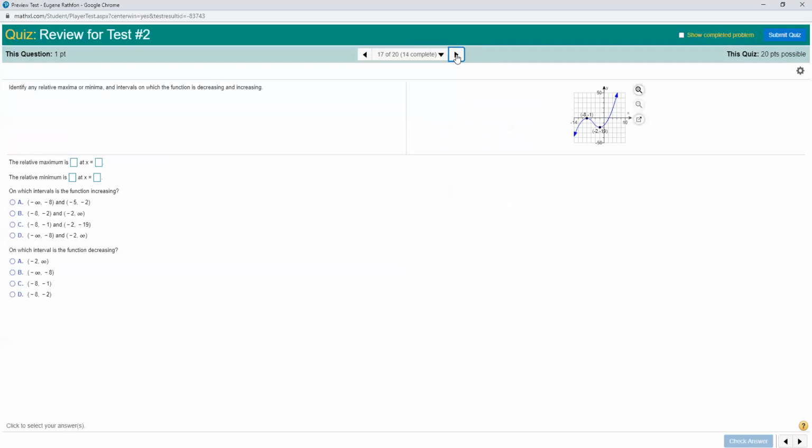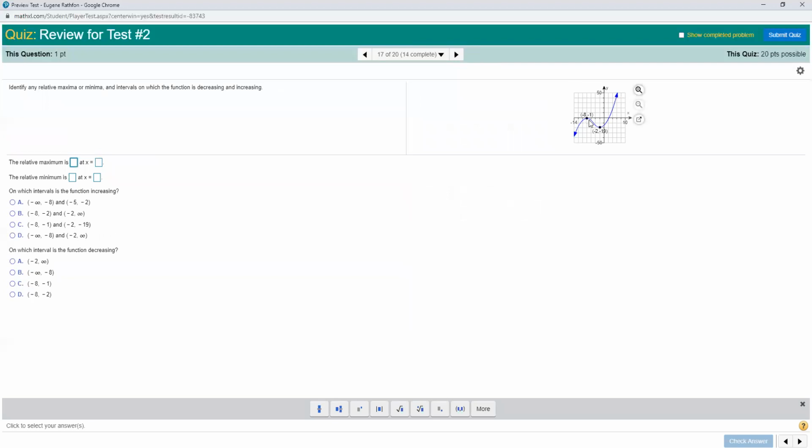All right, same thing, but this one had 2 on it. So first, we want the relative maximum. The maximum is this little peak right here. So the maximum value is -1 at x equals -8.